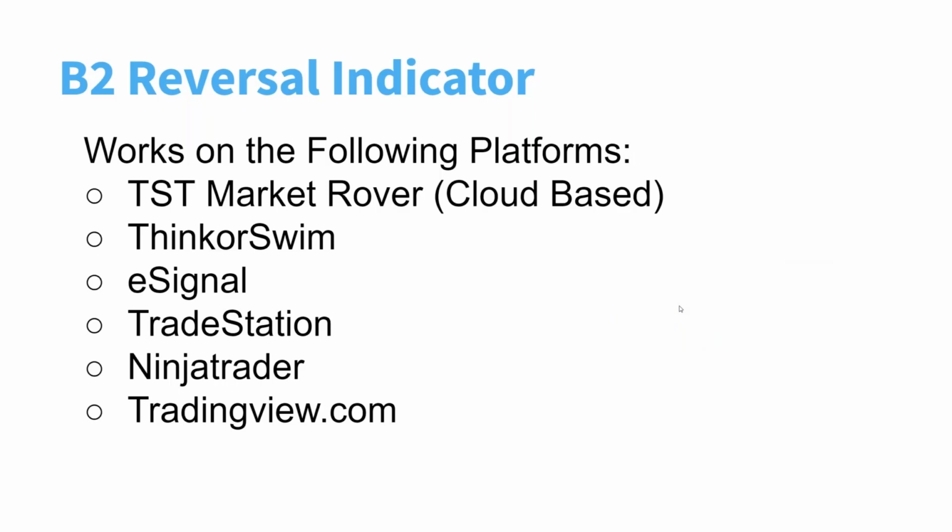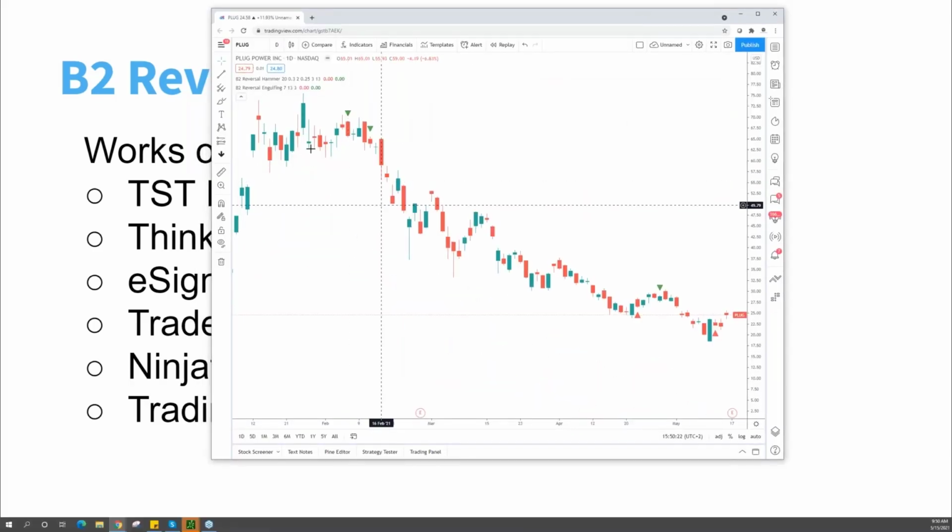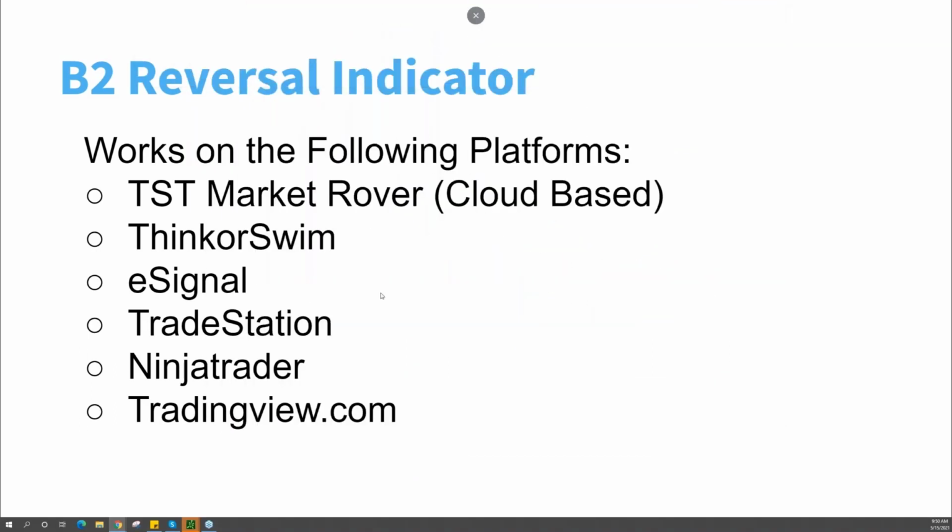You can install the indicator either on Thinkorswim, eSignal, TradeStation, NinjaTrader, or TradingView.com. In fact, I've been showing you this a lot today on both TradingView and Thinkorswim. Super, super simple. If you have another platform like Interactive Brokers or something, then you can go to TradingView.com, which is a free website, and you can create a free account and install it there once you have the code from us, right? So if your platform or broker is not listed here, then just use TradingView.com. It's super, super simple.